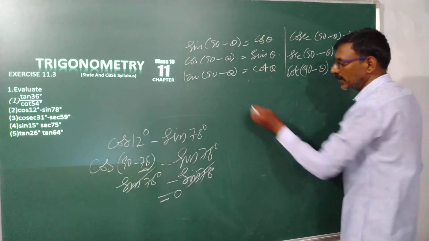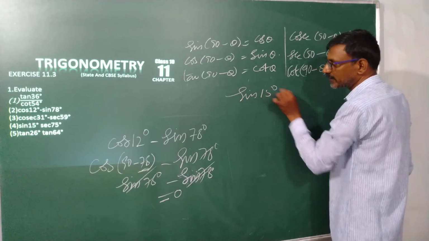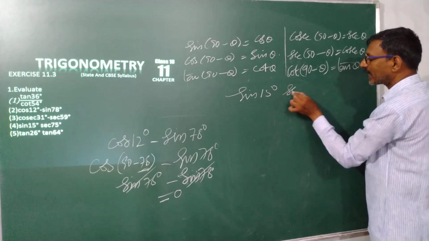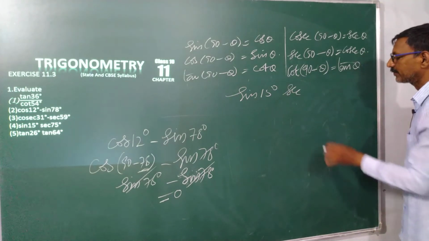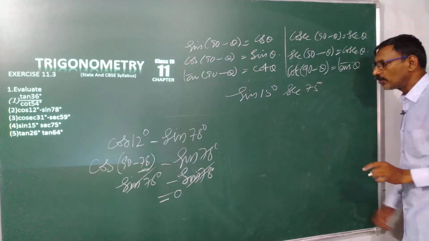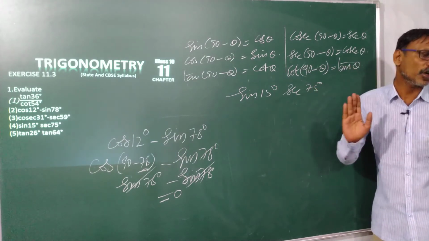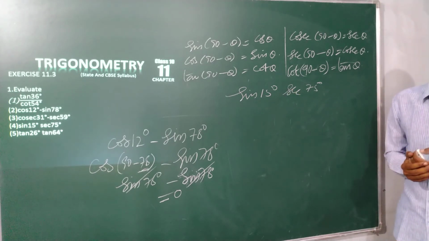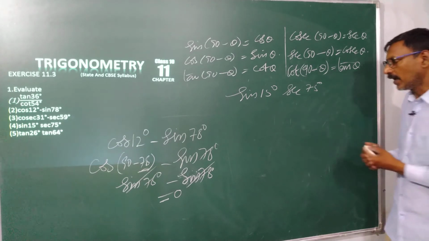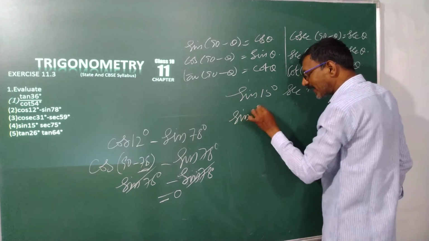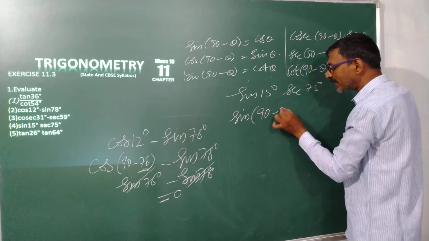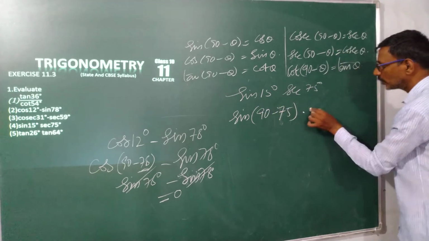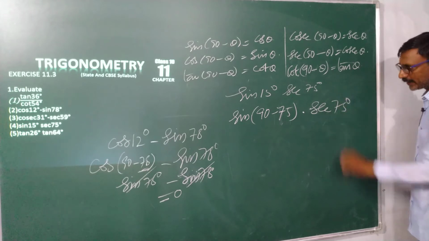Now it's coming to sin of 15 degrees. This is my third problem or fourth problem? Yes, fourth problem. Sin 15 degrees into sec 75 degrees. I would like to change any one of them. I told you so many times, 15 plus 75 is 90 again, because both are complementary. Now sin I would like to write as it is. 90 minus 75 is nothing but 15 degrees, into sec 75 degrees.